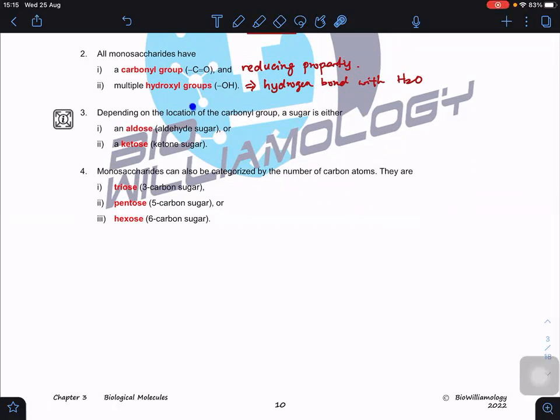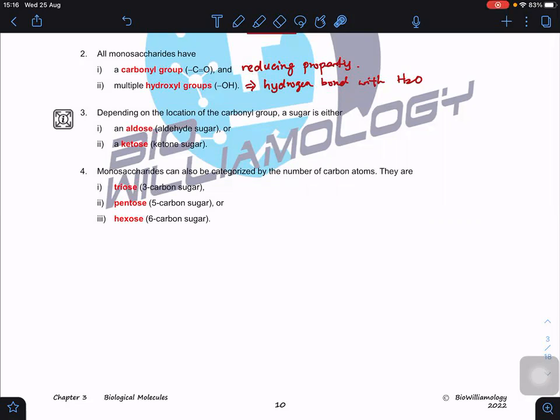Then we have to look at the locations of the carbonyl groups. The location of the carbonyl group allows us to differentiate the sugar into either aldehyde sugar, termed aldose, or ketone sugar, termed ketose. This is how we can group them. We can also categorize the monosaccharides based on the number of carbon atoms. Usually 3 carbon atoms, we name them triose.